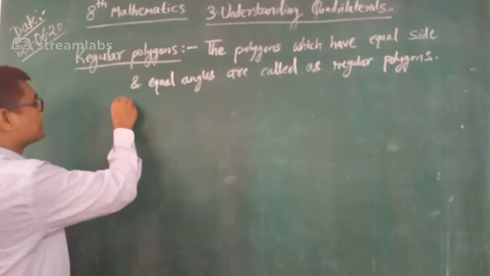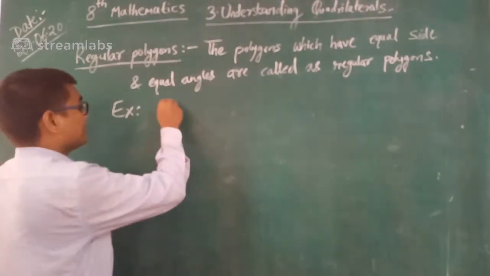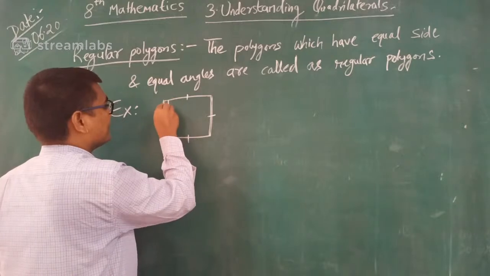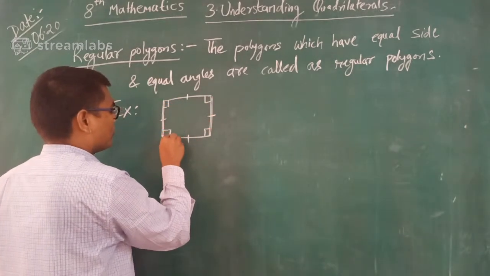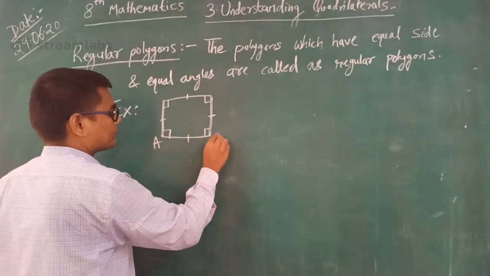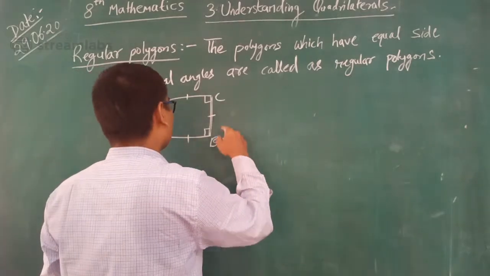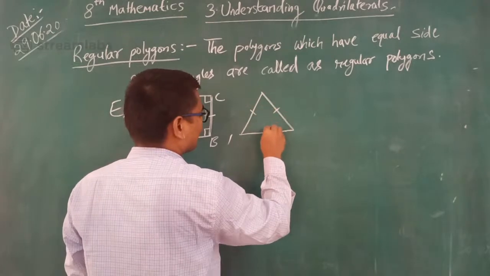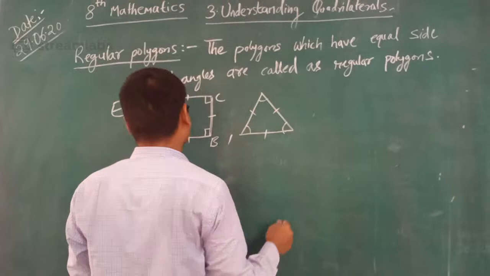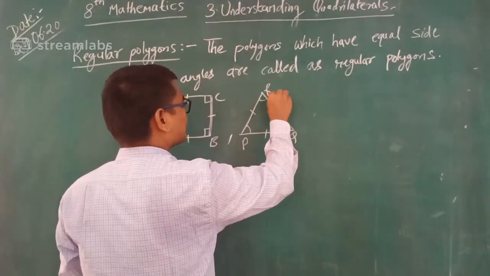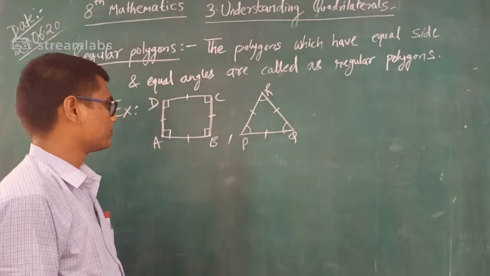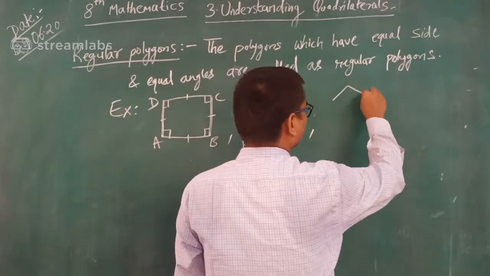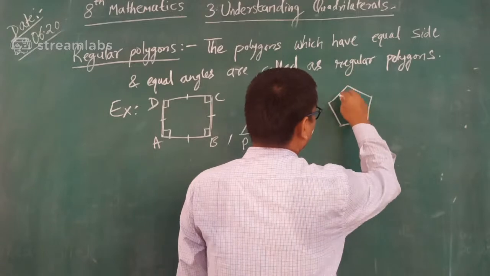Examples for regular polygons. The first example which comes to our mind is a square. All the sides are equal and all the angles are equal. All the angles are 90 degrees. Then an equilateral triangle: all the sides are equal and all the angles are equal. Regular pentagon.